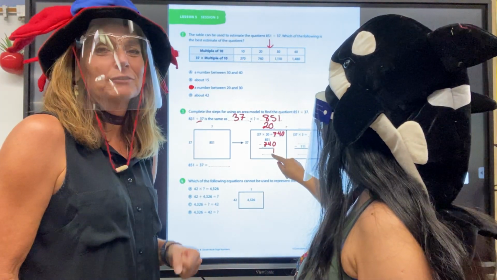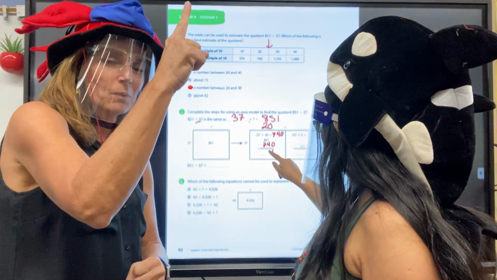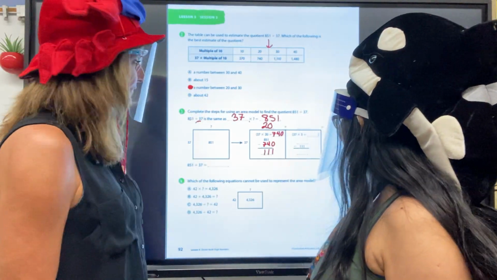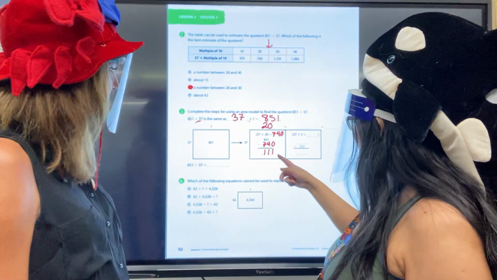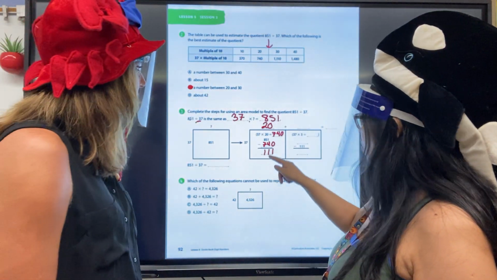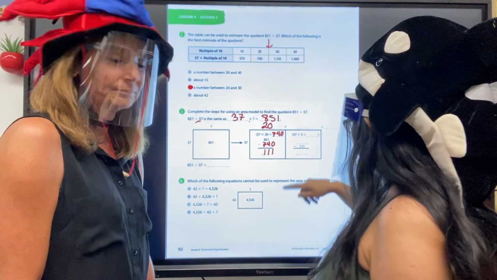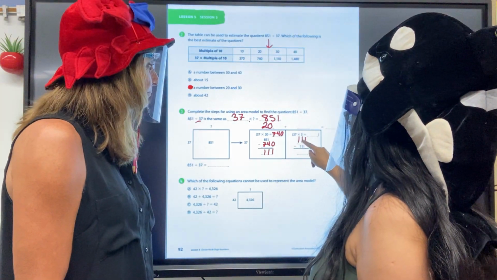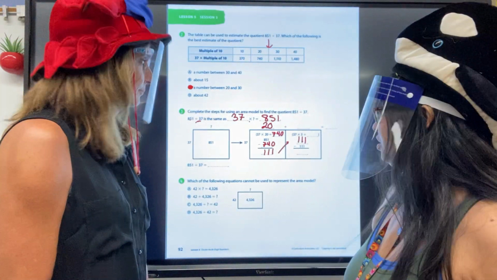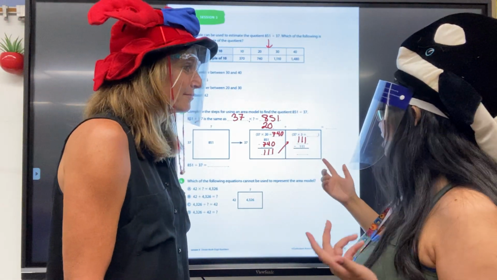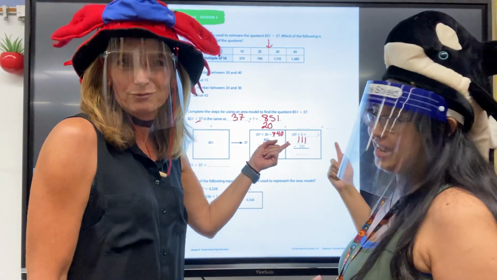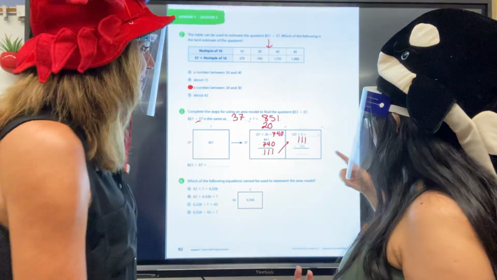851. We get a palindrome because it's 111. So then I need to take my 111 and bring it up over to my next area model. And we need to figure out 37 times what gets us close. Well, they've kind of given us a hint.